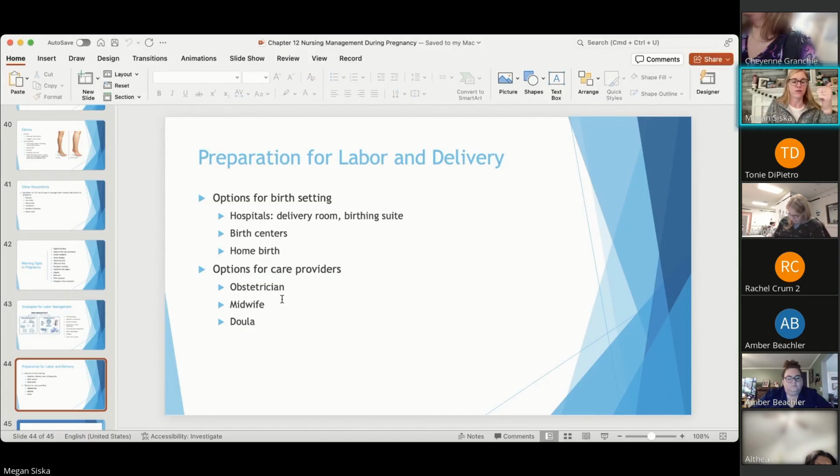So we have our OBGYNs, our physicians, we have midwives, and then a doula isn't a person who can deliver babies, but it's a support person. So it's somebody that's there to support your patient throughout their pregnancy, their delivery, their postpartum. So doulas can be a really great thing.